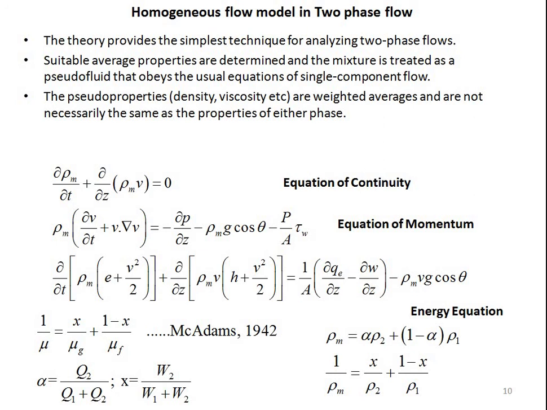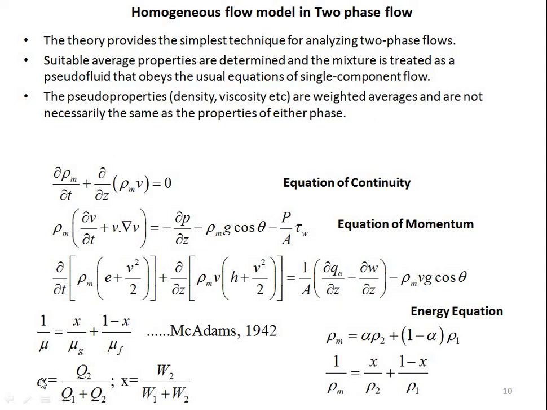So in the homogeneous flow model, we do not write equations separately for each phase in a different manner, but we just assume them as a pseudo fluid. We average the properties of the fluid, such as average density and average viscosity, and then we write the equations as if there was a single fluid. So these are the equations of continuity, momentum, and energy.